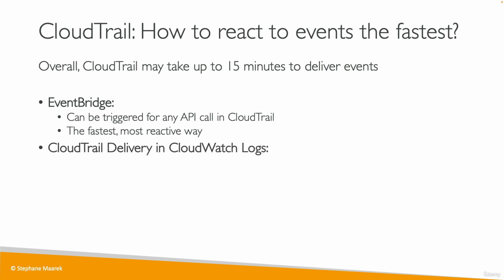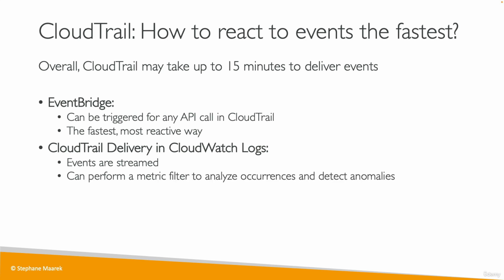Then we have CloudTrail delivery in CloudWatch Logs. That means all the events are going to be streamed into CloudWatch Logs, and you can create a metric filter to analyze occurrences and detect anomalies. So this is when you want to see if someone is trying too fast to log into your account. That kind of thing could be a trigger for maybe an attack.